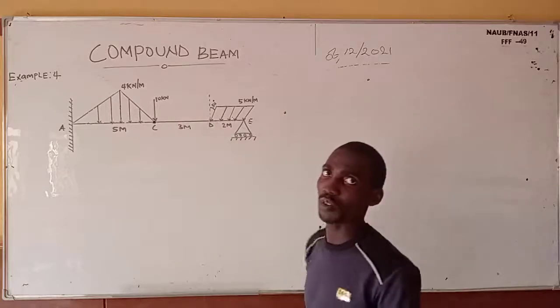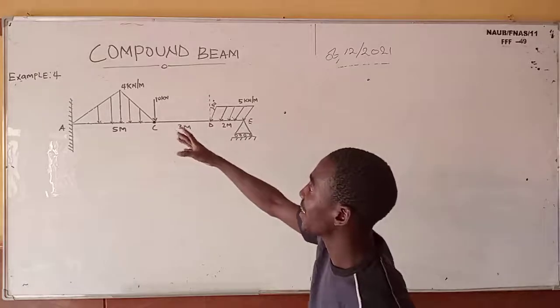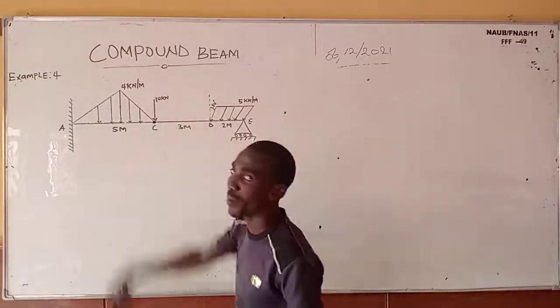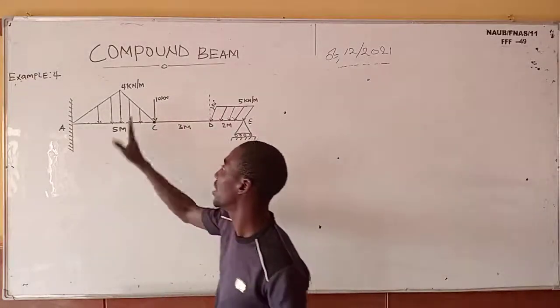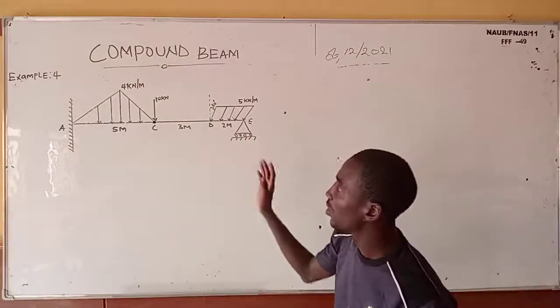A varying distributed load. But this varying distributed load, we can treat it as a uniformly distributed load. Yes. So if we are going to do that, when we convert this to a point load, it's going to act at the center of this.